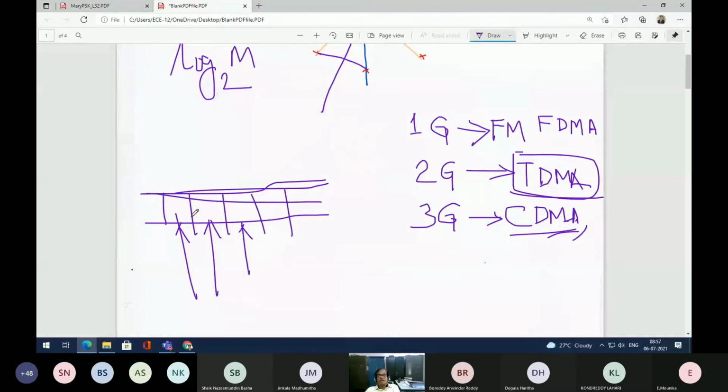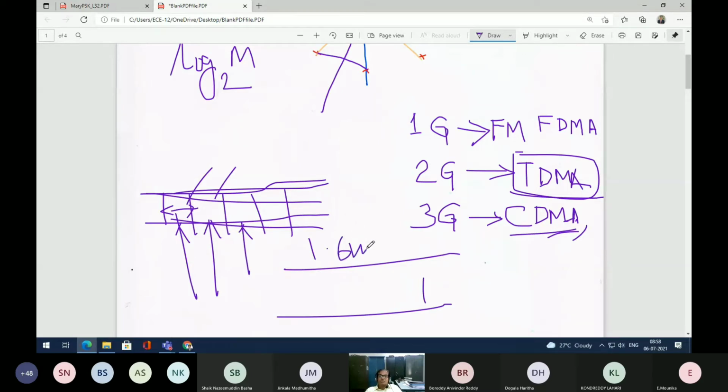The same carrier frequency, or the same narrowband frequency, is allocated to all the users, but the time slot is very small. If I take a time frame of 10 milliseconds, maybe I can accommodate 8 users, and each user will get 1.6 milliseconds, something like that. That means for 1.6 milliseconds this entire frequency band is occupied by user 1, and the next 1.6 milliseconds is used by the next user.